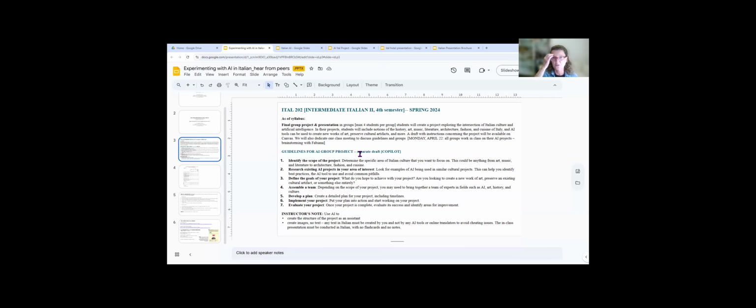And define the goals of your project. What do you hope to achieve with your project? Are you looking to create a new work of art, preserve an existing cultural artifact, or something else entirely? So define the goal of your project. Just don't work on it randomly, just to do and complete your assignment.